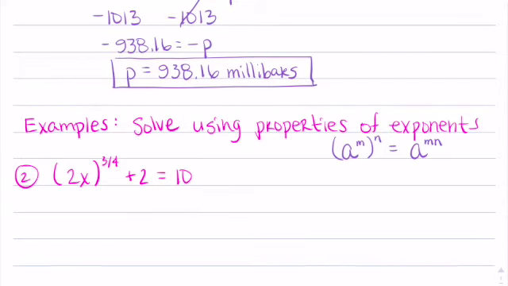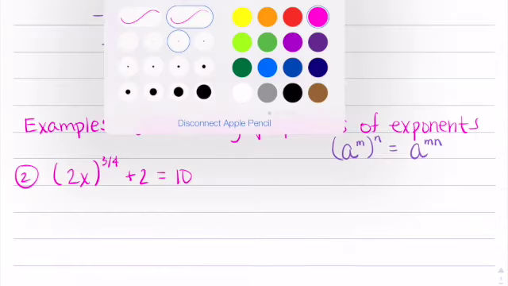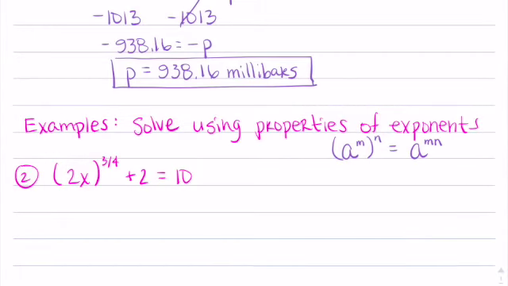So I'm going to switch colors here to make it clear where my solution begins from my original problem, and subtract 2. All right, so I'm going to subtract 2 from both sides, leaving me with 2x to the 3/4 power is equal to 8. And now I have my exponent isolated, which is what I wanted.